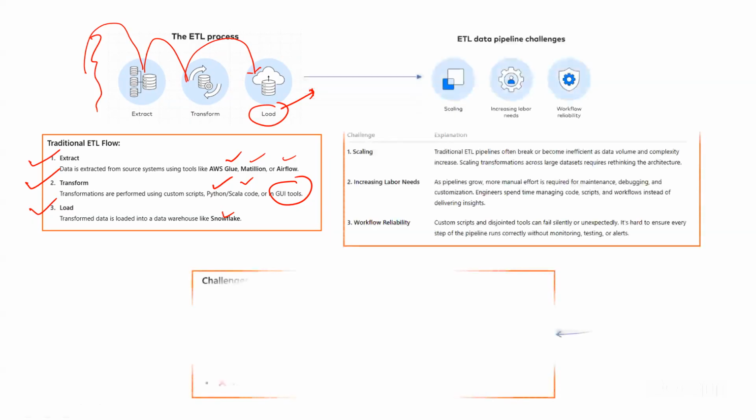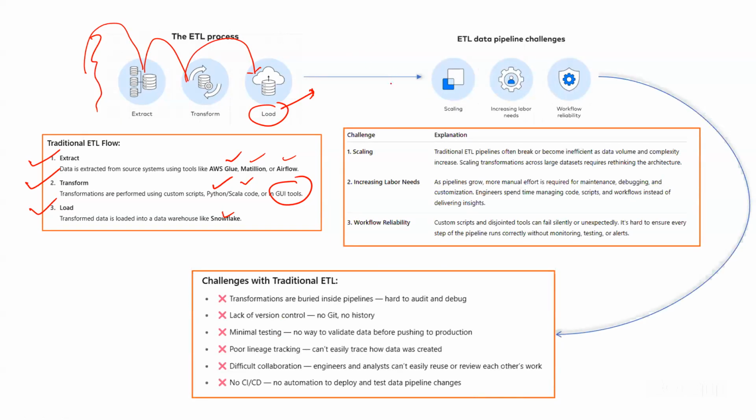The disadvantage is scaling. As you see, most of the ETL breaks in the middle. It's inefficient. As your data keeps on increasing, volume keeps on increasing, you have to scale your ETL tool also. And traditional ETL tools have their own limitations, and they can't scale beyond that. And there is an increase in labor needs.